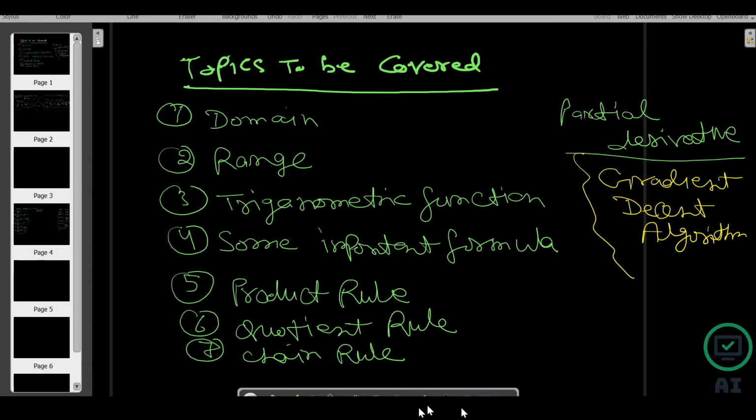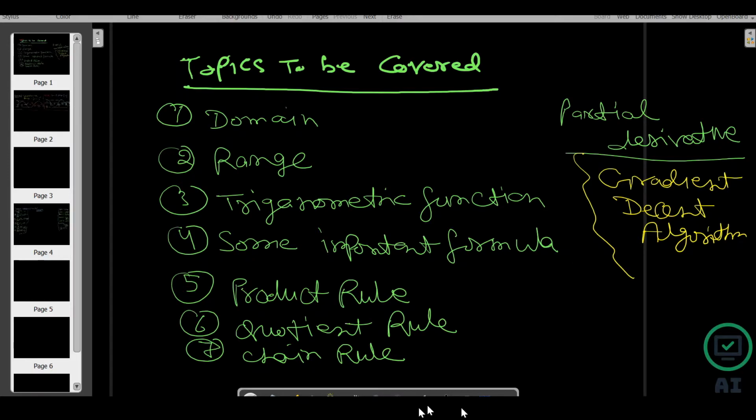In my last video, I explained the actual meaning of dy by dx. dy by dx is nothing but the slope of a tangent line. So having understood that particular concept, let's come to these points.